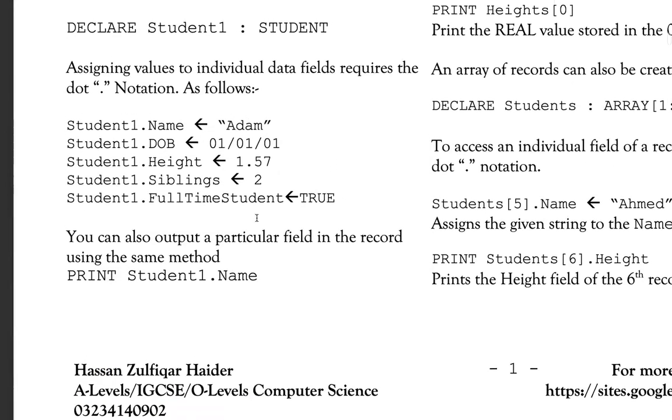You can also output a particular field in the record, so if you can take inputs, you can also do outputs like print. Yeah, you can use the output keyword as well. Output student one dot name, like so.